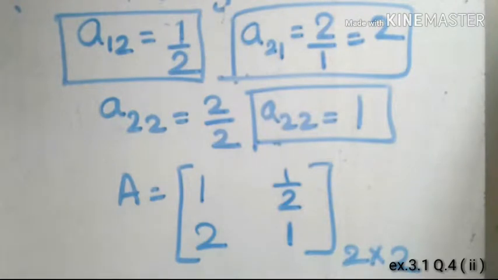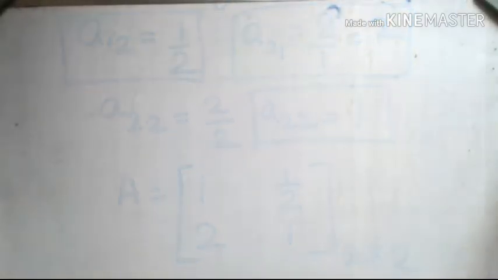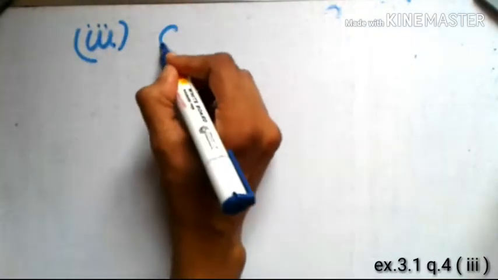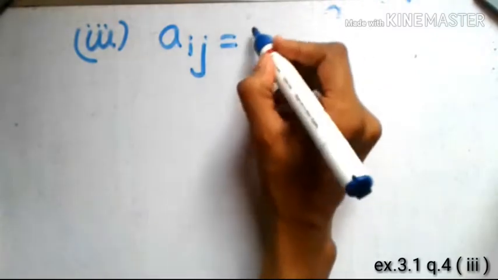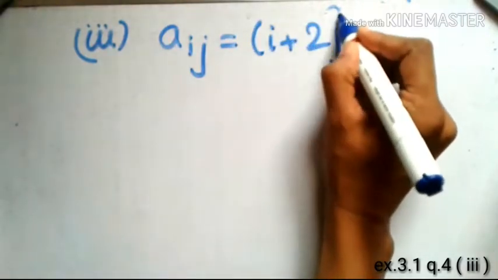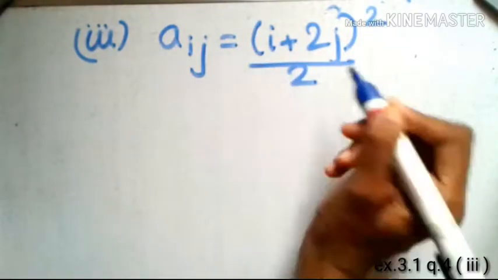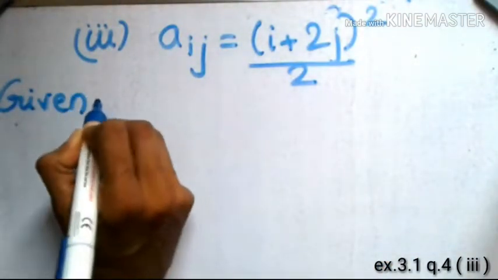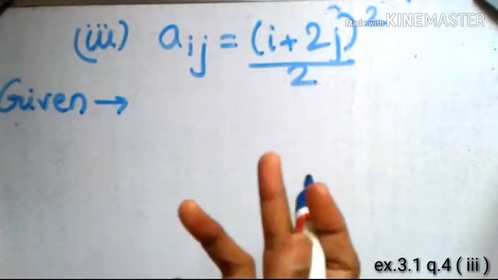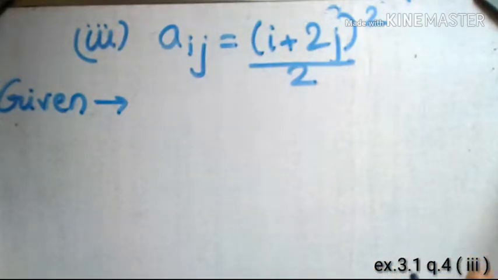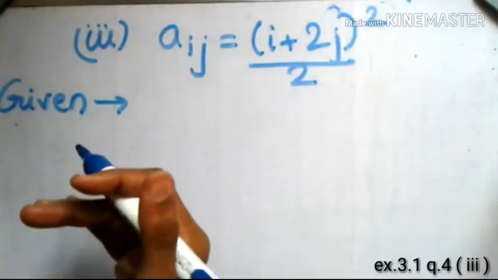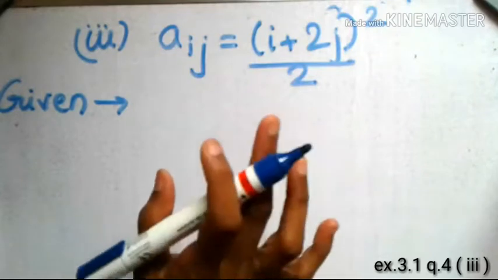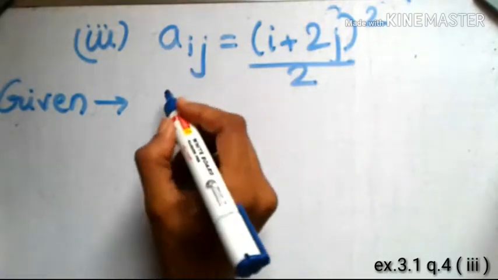Now let's go to the third part. Now the third part of the question is that they have given you the matrix element as Aij equal to (i plus 2j) the whole square divided by 2. So once again, let's write down what is given. Now I'm doing this for every part. If you are doing it, you don't have to repeat this step for every part. This is just for reiteration so that it all syncs properly.